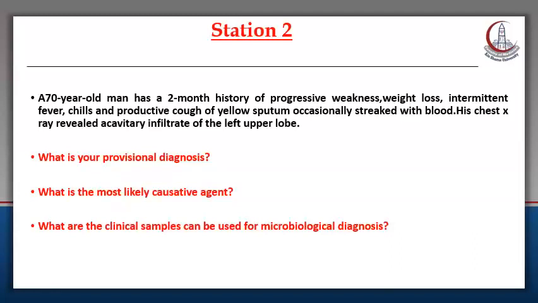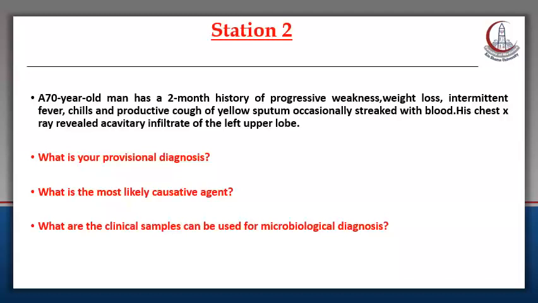This patient is a 70-year-old man who has a 2-month history of progressive weakness, weight loss, intermittent fever, chills, and productive cough of yellow sputum, occasionally streaked with blood. His chest X-ray revealed a cavitary infiltrate of the left upper lobe. In this case scenario, what is your provisional diagnosis? What do you think about this case?